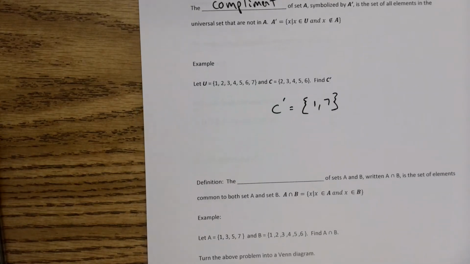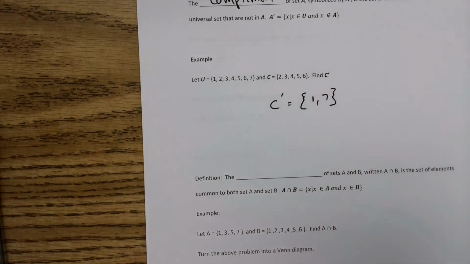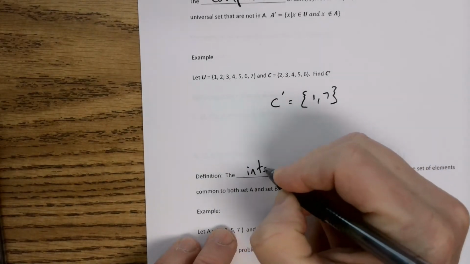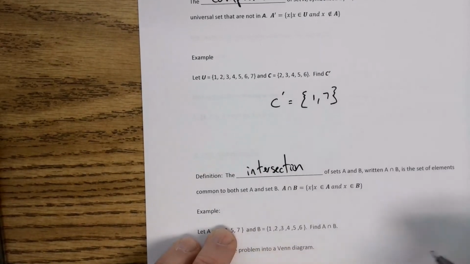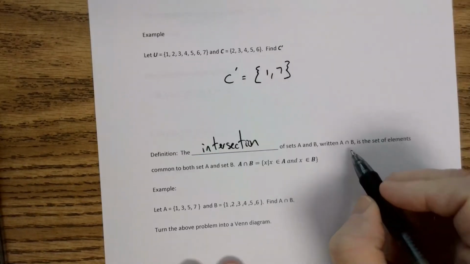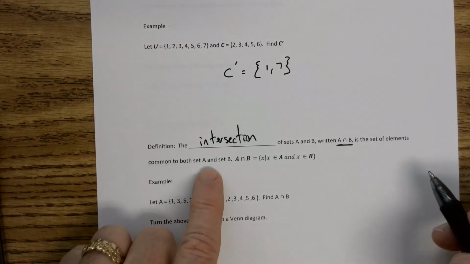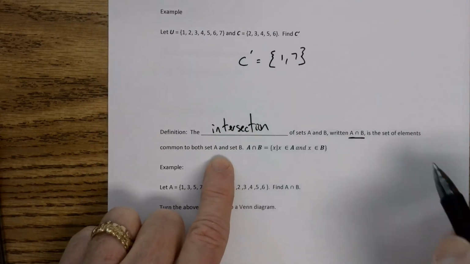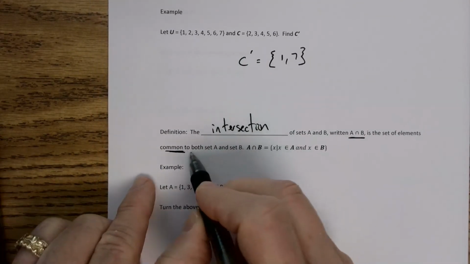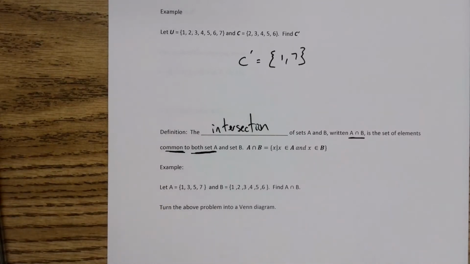Okay. The intersection of sets A and B, which is written like that, A intersect B. Here's the good definition of it. It's all the elements that are common to both sets. I'm going to try to use that instead of, I usually just say what's in this and this, and then everybody puts everybody in there. But it has to be common to both A and B.